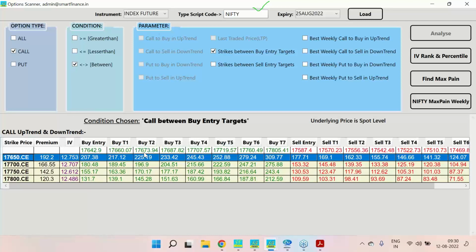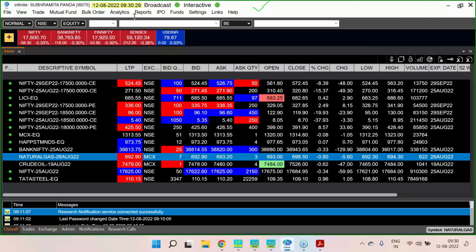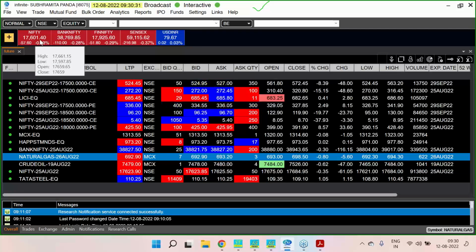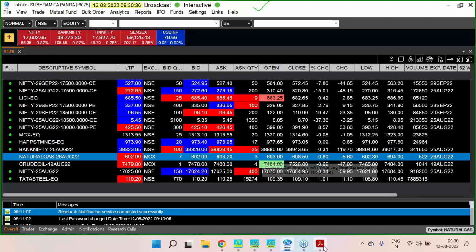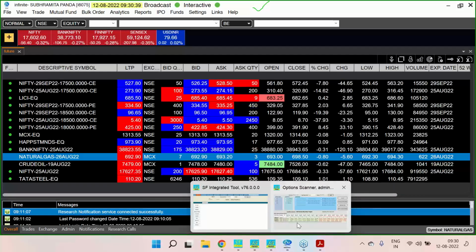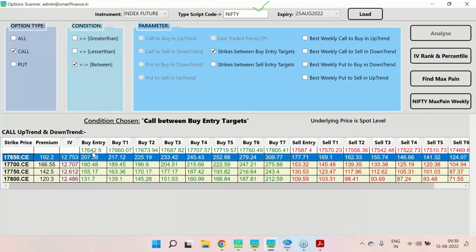Once again I am telling you, all these Nifty levels you are seeing at the top are the Nifty spot levels. Suppose Nifty is now at 17,600. Then if I am a call trader, I have nothing to do. I will be waiting for 17,643 to buy any of these strike call options, or I will be waiting for the 17,587 Nifty spot to break, so I can sell these call options.